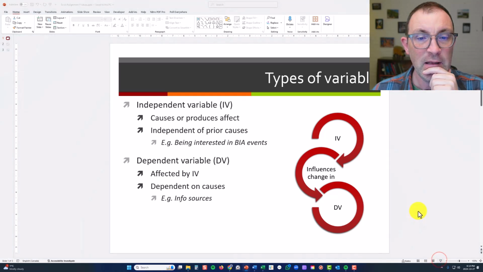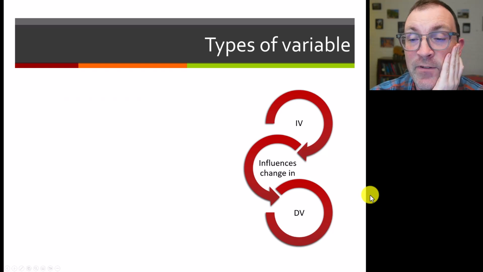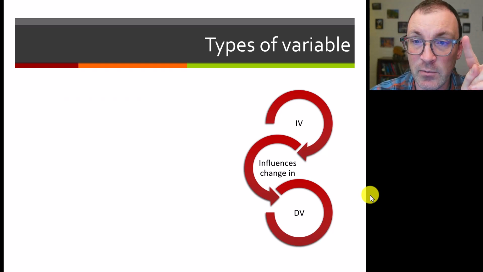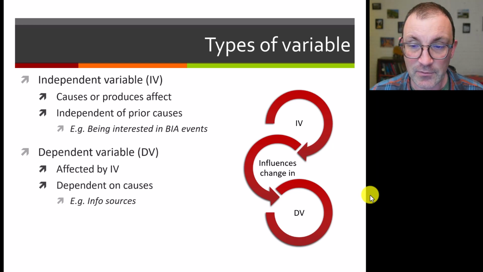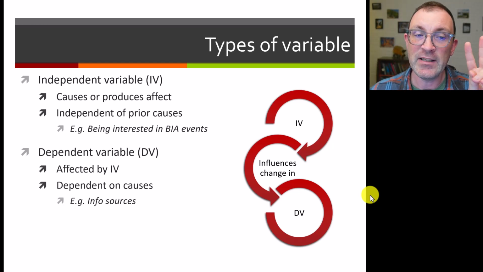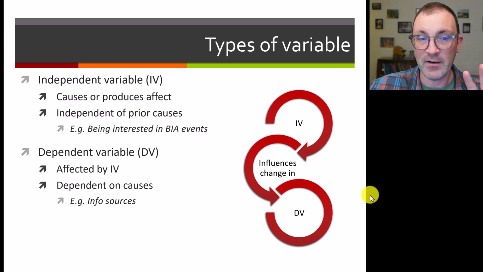So here's a couple of things you need to think about. When we're doing our stats tests, we're thinking about two types of variables. We're talking about the independent variable and the dependent variable. The independent variable is the thing that doesn't change, right? It's the thing that affects the dependent variable.